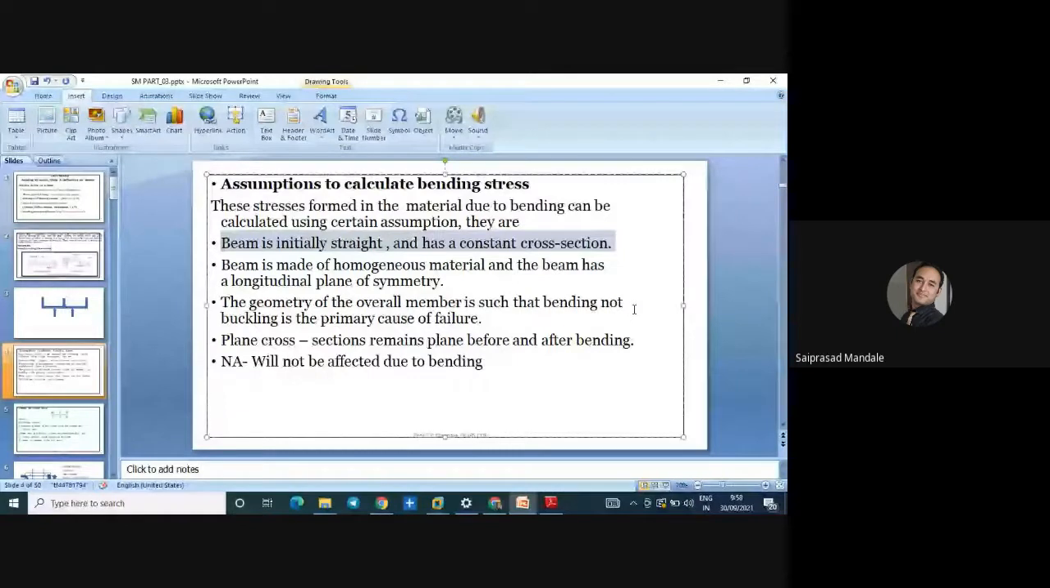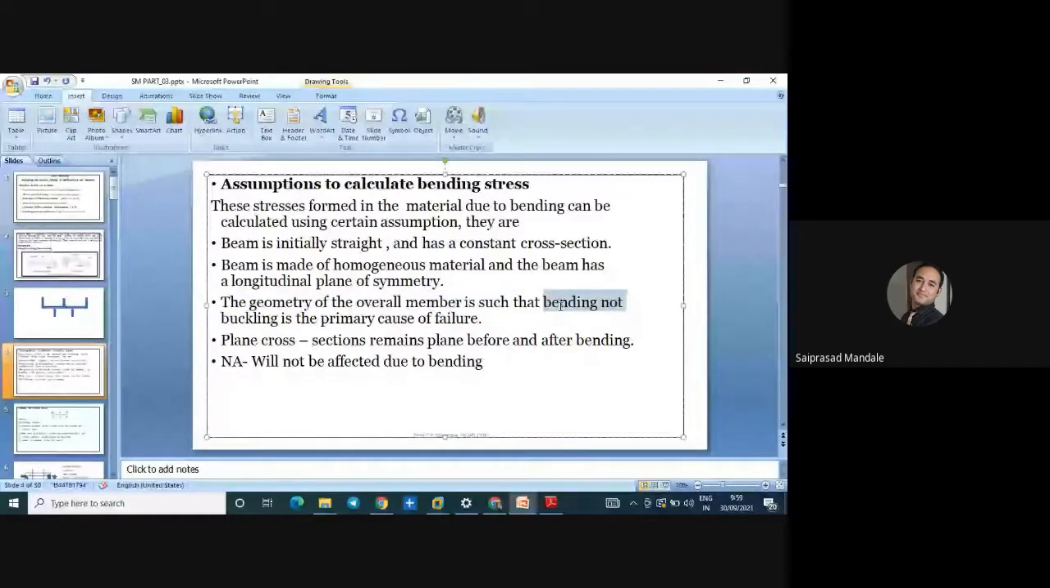Second, the beam is made up of a homogeneous material, meaning at any section the material is homogeneous. The geometry of the overall member is such that bending, not buckling, is the primary cause of failure. Whenever the beam is subjected to loading, bending is the cause of failure instead of buckling.